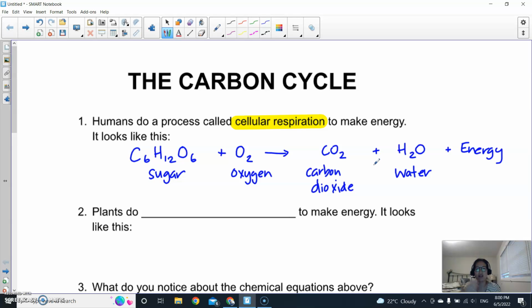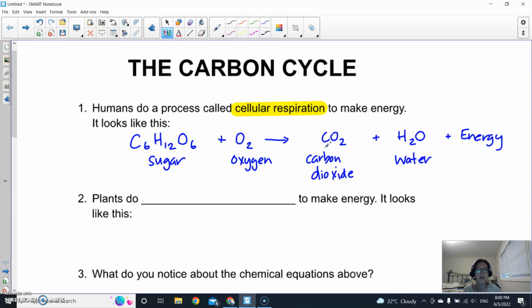And when we breathe out, for example, when you put your hand in front of your mouth and you breathe out, you can actually feel the water vapor. So you're breathing out water and also some energy. Well, you're not breathing out energy, but it is one of the byproducts of cellular respiration.